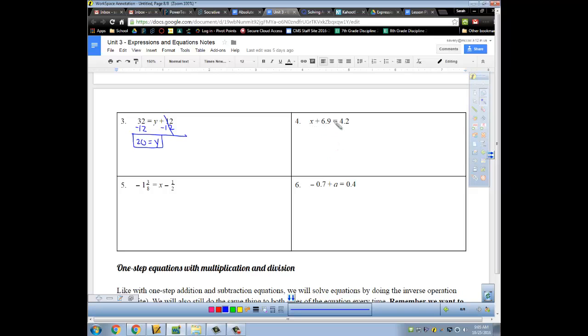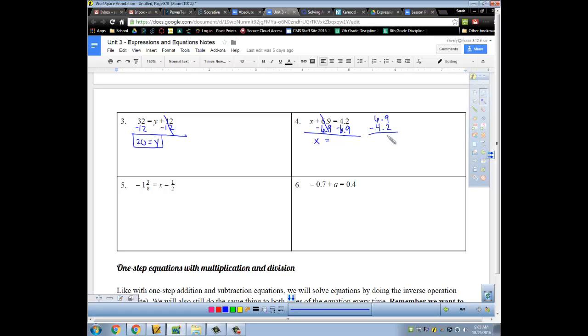Number 4, I have x plus 6.9, so the opposite of plus 6.9 is minus 6.9. So write minus 6.9 on both sides. So you get x, 6.9 minus 6.9 is 0, so that's gone, equals 4.2 minus 6.9. I'm not sure what that is in my head. Well, I actually do, but to work it out, if you don't have a calculator, do your biggest number on top minus your smallest number.